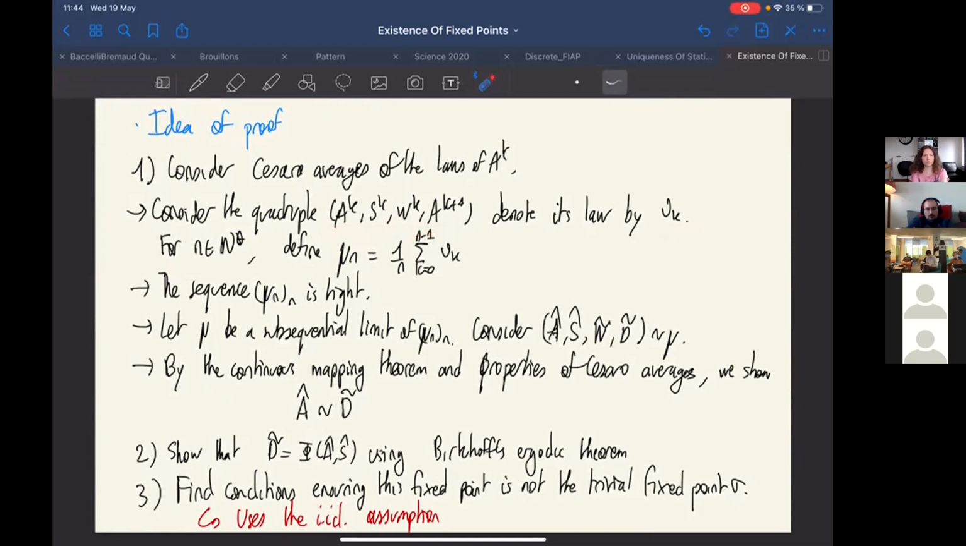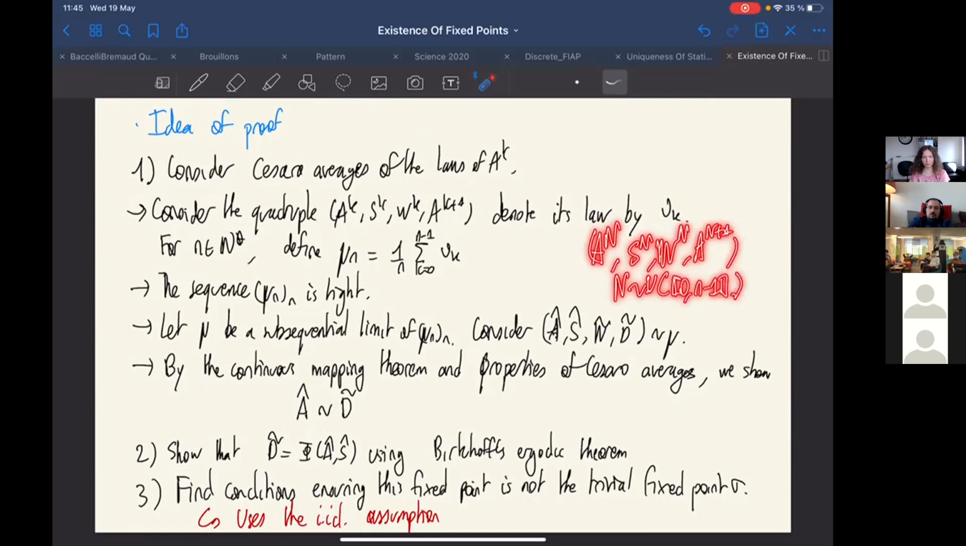You take mu n as the empirical mean of nu K for all K between 0 and n minus 1. You can see mu n as the law of the quadruple AN, SN, WN, AN plus 1, where N is a uniformly distributed random variable over 0 to n minus 1. So this is a uniform distribution.